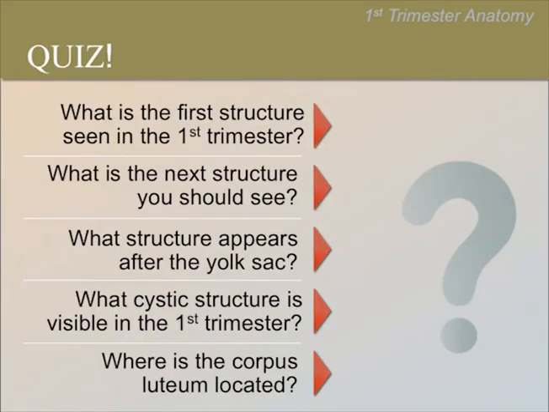Now let's see if you remember what we just learned. Pause the video now to give the group time to discuss the questions. The first question is, what is the first structure seen in the first trimester? The answer is a gestational sac. What is the next structure you should see? The answer is a yolk sac.